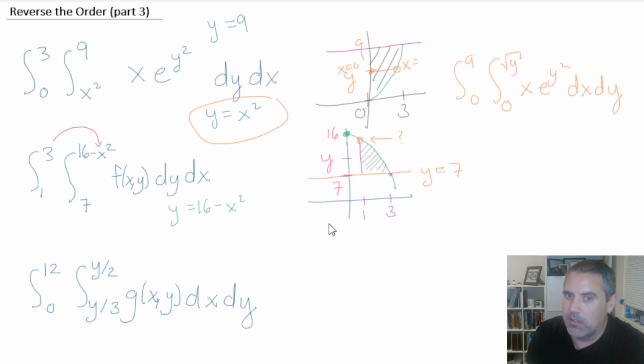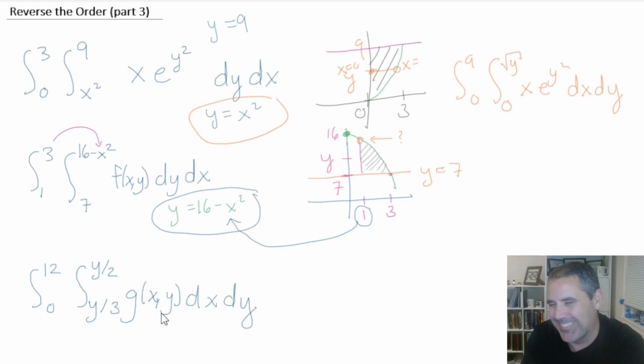So we have a puzzle here, and this is all about just graph reading. So if x is 1 and you're on this graph, can you figure out what the corresponding y would be? Being very suggestive, y must be 15 right there. Okay, so now we have it.